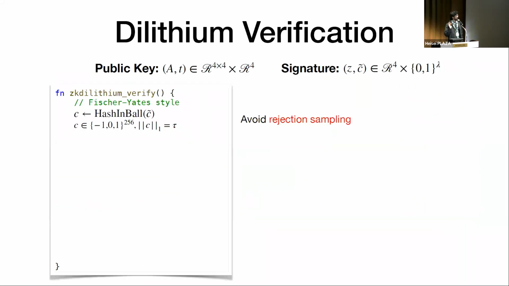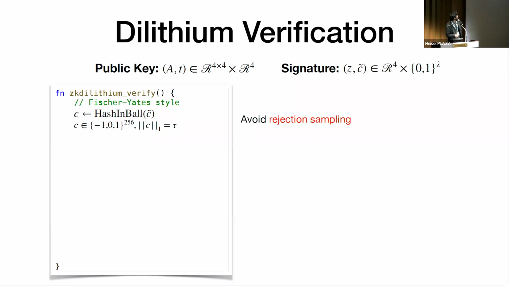Okay, so let's walk through how the Dilithium verification happens. In the Dilithium scheme, you have a public key, which is A and T. You don't really need to know much more than that. A is a 4x4 matrix, and each entry is a polynomial. The signature is Z and C tilde. Z is a vector of 4 entries, again 4 polynomials. C tilde is just a scalar of lambda bits, where lambda is the security parameter.